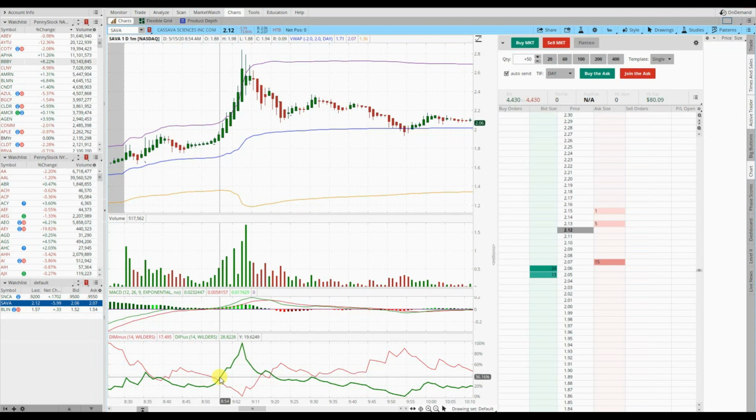I try to keep, when I'm on a trade, we're not talking about the entry, we're talking about being in it already, I keep a little more calm when this green line is over this red line and it's going up. If I see this type of peak and it's going down, all right, it can do one of two things.